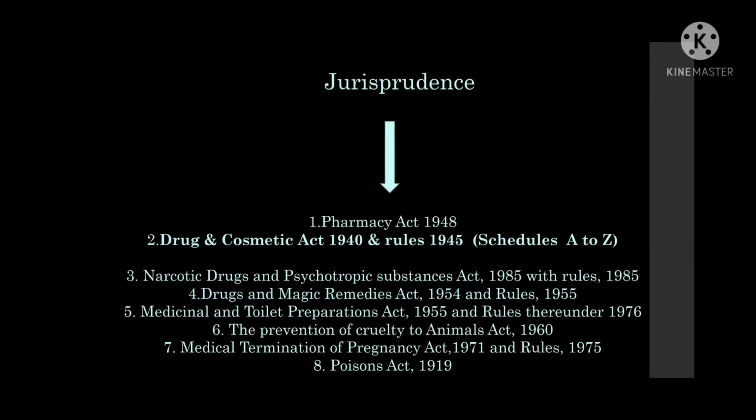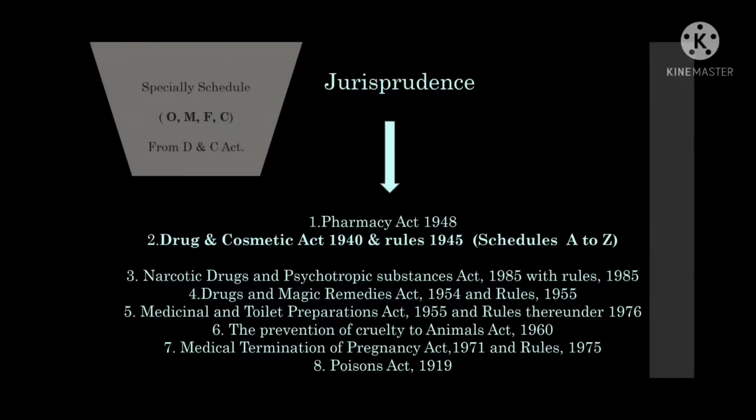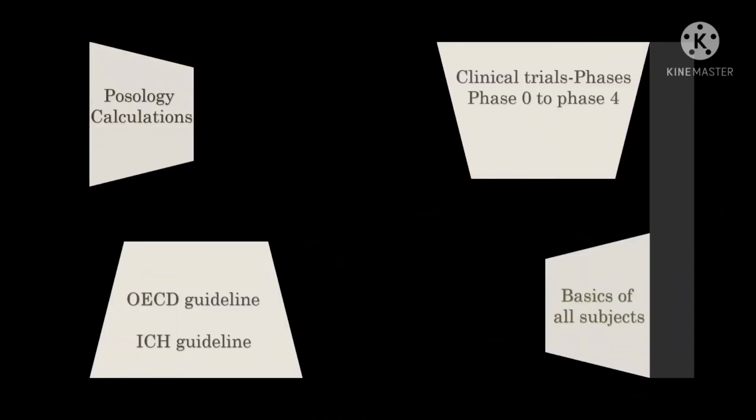In jurisprudence, you have to do the acts, their rules, the establishment years. You have to just keep them in your mind. The schedules from A to Z are very important, especially the OMFNC schedule from the DNC Act. Then comes the posology calculation, OECD guidelines, ICH guidelines, clinical trial phases, phase 0 to phase 4, and basics of all subjects.